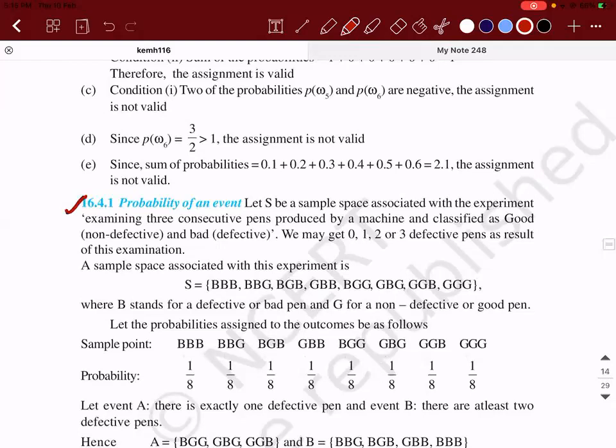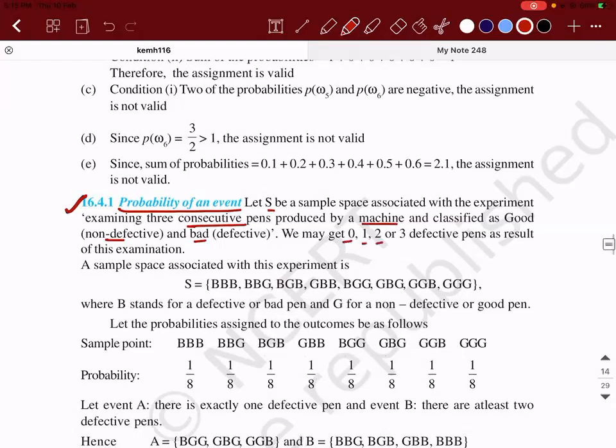16.4.1. So let us see the probability of an event. Let S be the sample space associated with the experiment of examining 3 consecutive pins produced by a machine and classified as good, which is non-defective, and bad, which is defective. We get 0, 1, 2 or 3 defective pins as a result of this examination. Now listen to this. So what is the experiment all about?